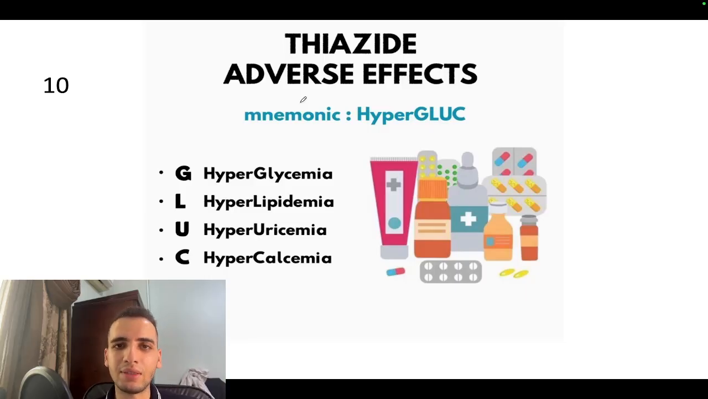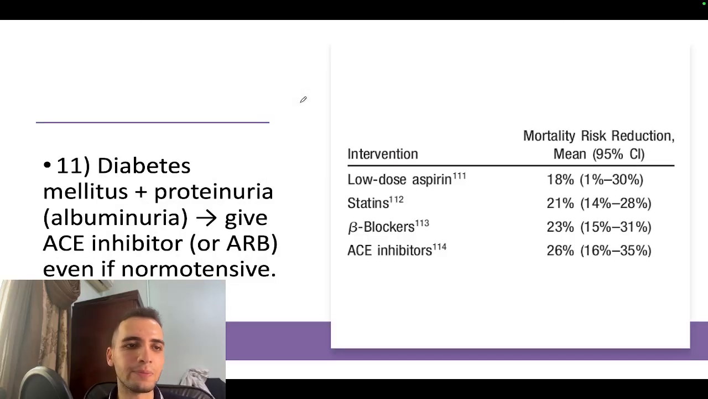Now, the thiazide adverse effects are important. It can cause increase in glucose, hyperglycemia, hyperlipidemia, hyperuricemia, so don't use it in gout, and hypercalcemia. But the way it causes hypercalcemia is that it reabsorbs the calcium from the urine to the serum. So it's actually important that we love to use it in kidney stones, not the other way around. So sometimes we use thiazide in kidney stones.